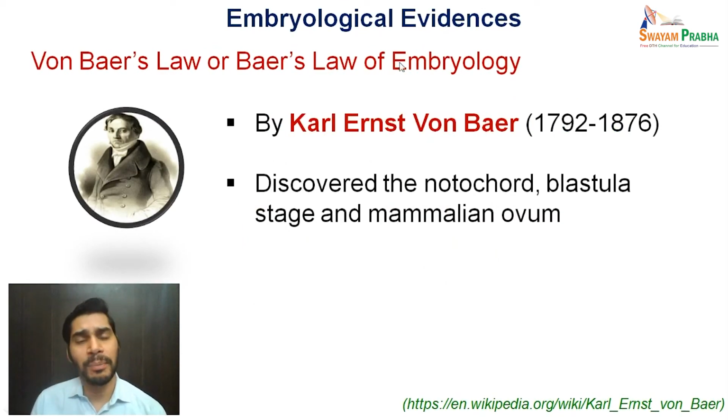The third point we need to discuss in embryological evidence is von Baer's law, also called Baer's laws of embryology, which was given by Karl Ernst von Baer, who besides this also discovered the notochord, the blastula stage and the mammalian ovum. So he had different contributions in the field of embryology, or developmental biology. But here we will discuss the points he has given about von Baer's law.